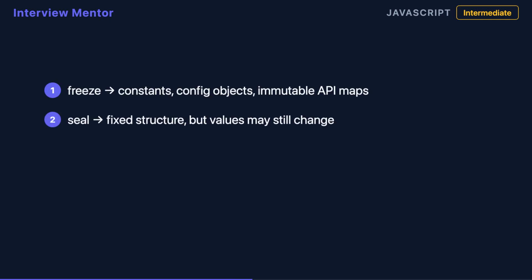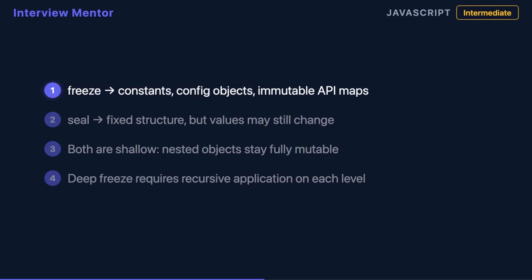Reach for freeze when working with constants, configuration objects, API endpoint maps, or design tokens that must never mutate. Seal is the right pick when structure is defined up front, but values can still evolve, like a settings object.